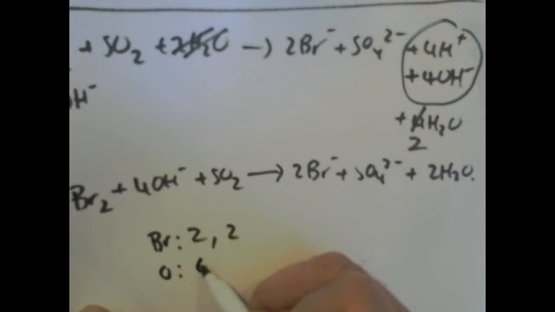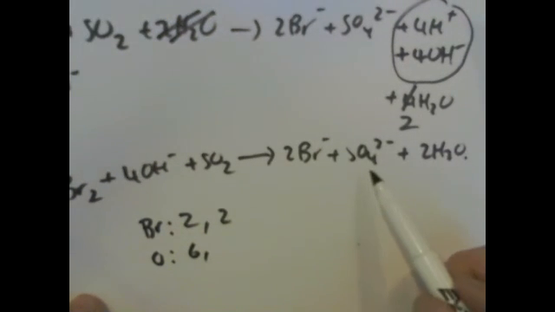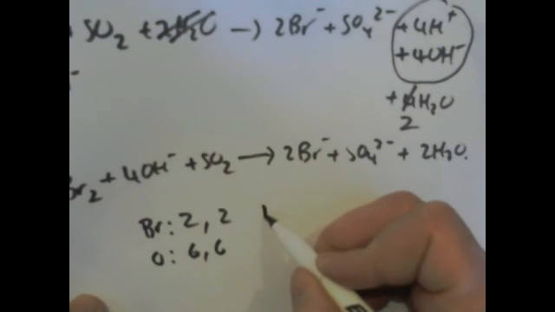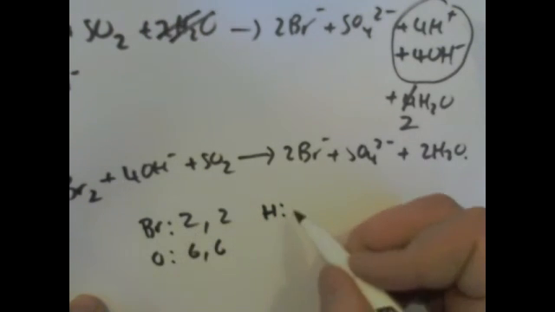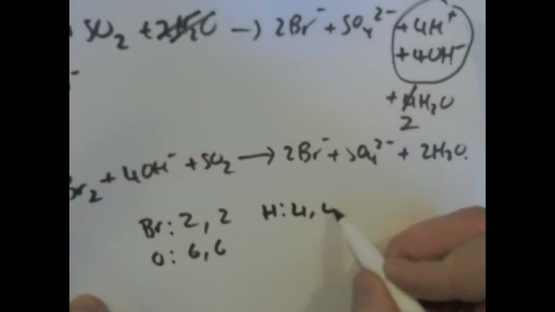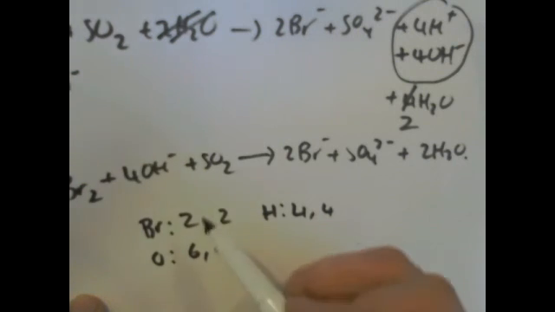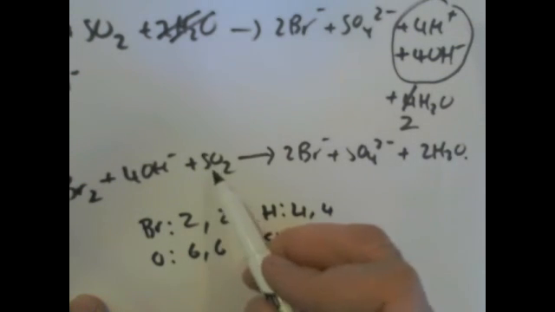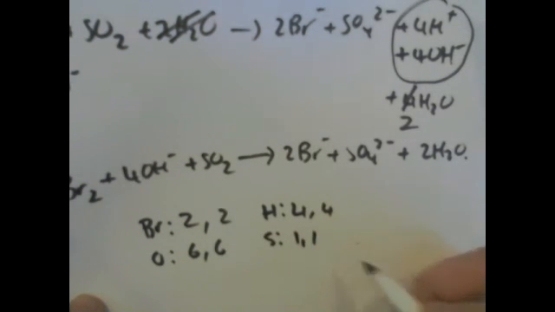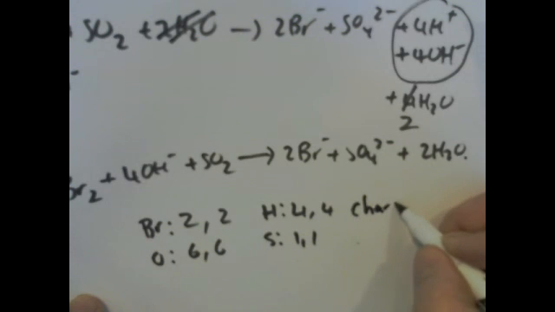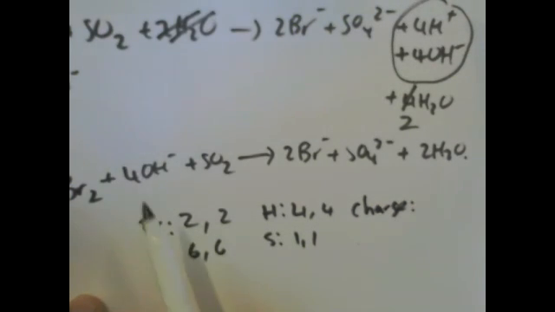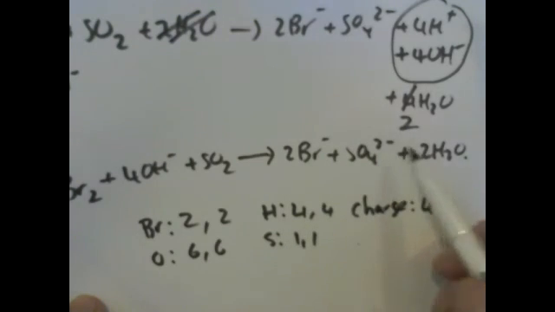Oxygens, 6 on the left and 4 plus another 2, 6 on the right. Hydrogens, 4 on the left and 4 on the right. Sulfurs, 1 on the left and 1 on the right. And there's only one thing left, the charge. 4 minus on the left, and then a 2 minus and a 2 minus gives me another 4 minus. So I got it, nailed it.